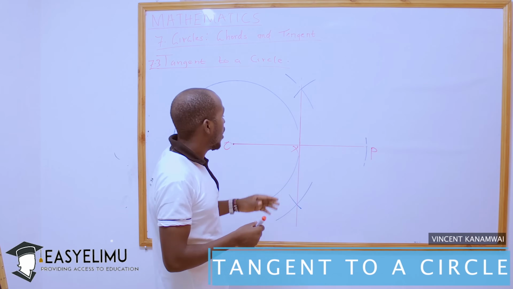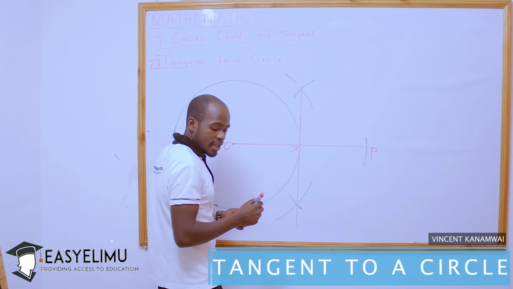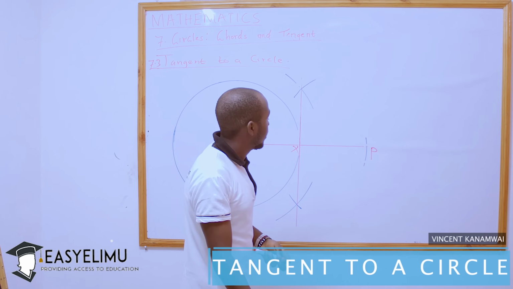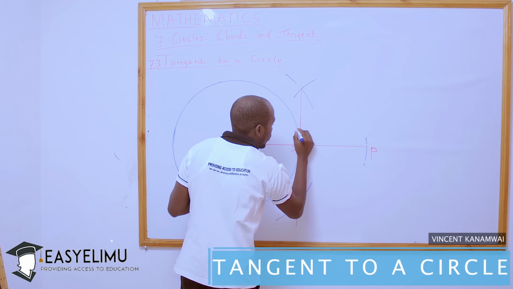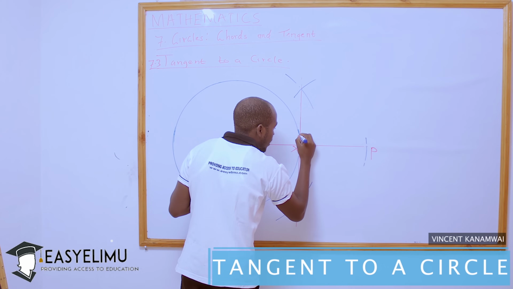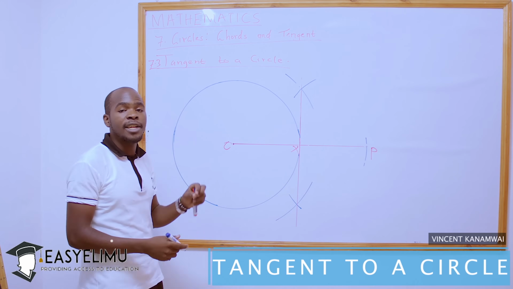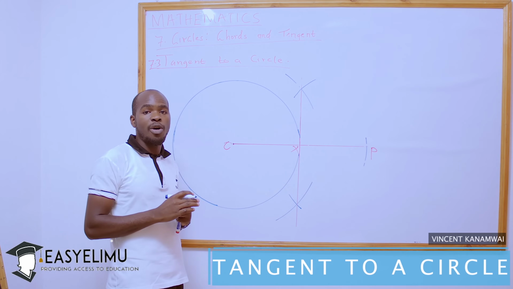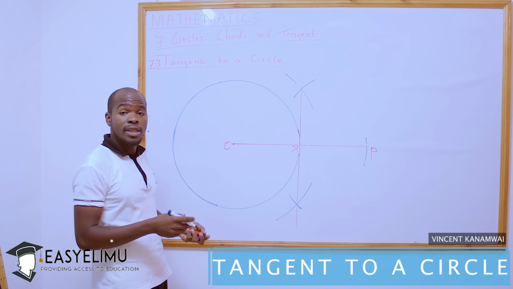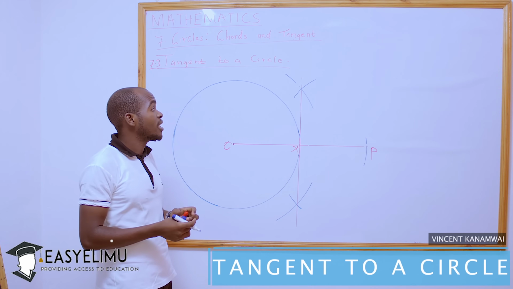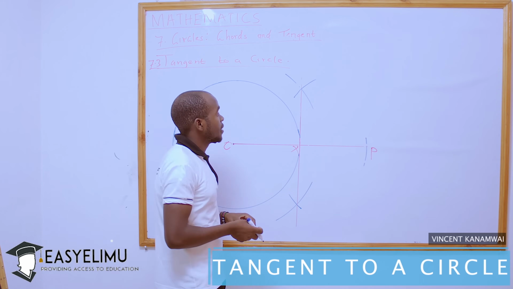Having constructed that, you will find that this is the point where the tangent touches the circumference of that circle. We are having it at that point. So you will find it touches at the extreme side of that circle. So that is the procedure of constructing a tangent to a given circle.